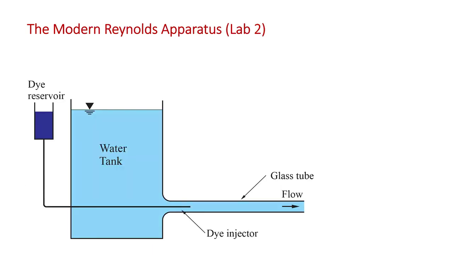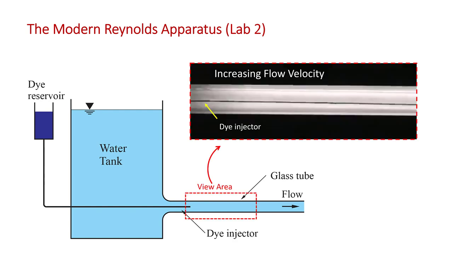Here's the modern apparatus that you'll use in lab 2. Again, there's a tank of water and a dye injection system at the tube entrance, and the water flows through a glass tube so you can see the flow. And here's the viewing area. I'm going to show you a short video of what happens to the dye stream as the flow velocity increases.